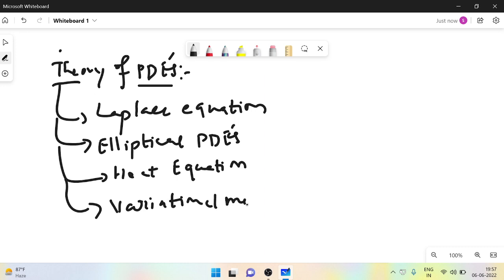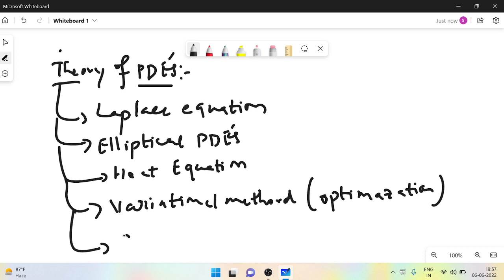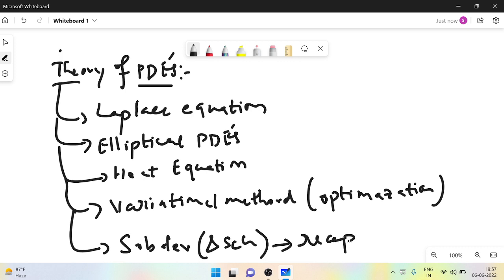So don't worry what this is. This is what is called optimization. And after some variational methods I'll be discussing Sobolev spaces. I have discussed Sobolev spaces as such, but I'll recap some things on them and the Schwartz space, and extend some theorems.